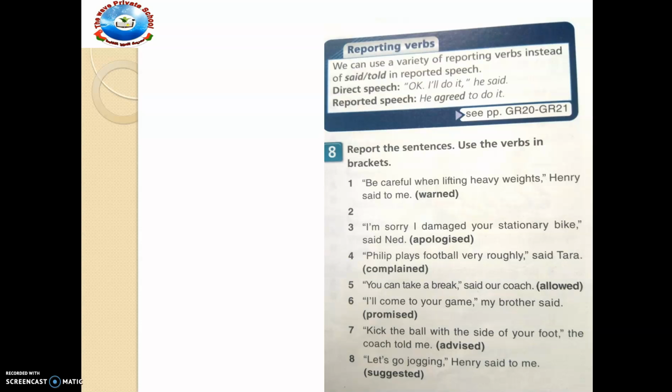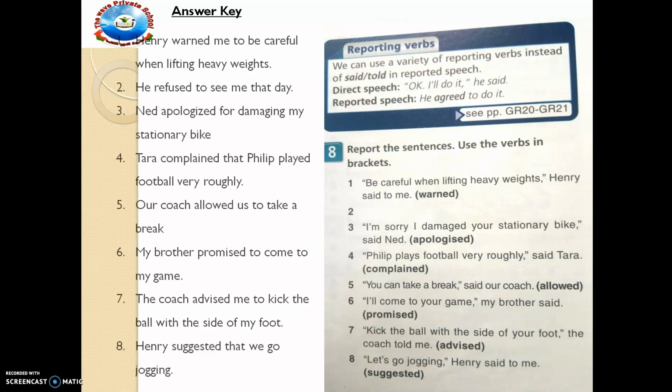In exercise 8, we want to continue to present and practice reporting verbs. It says, we can use a variety of reporting verbs instead of said or told in reported speech. "Okay, I'll do it," he said. See the reported speech? He agreed to do it. Now, report the sentences. Use the verbs in brackets: warned, apologized, complained, allowed, promised, advised, suggested. So I want you to report the sentences and use the verbs in brackets.